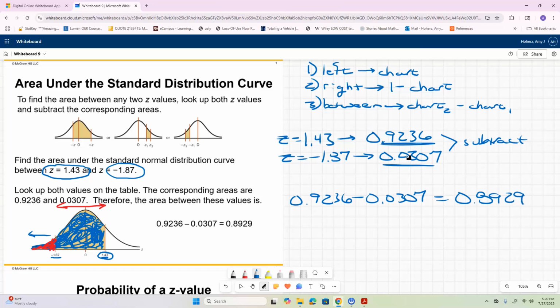And so this area that we were interested in, from here to here, is 89.29% of the data. Okay, from here all the way down was 92%, but we took off the little bit from here to here, that was about 3%, and we ended up with 89.29%.